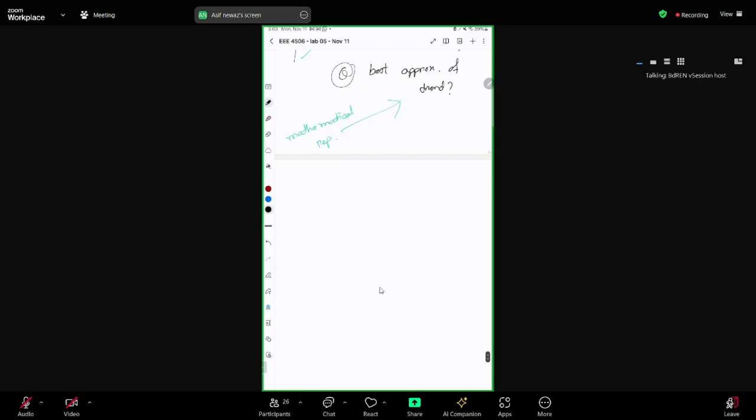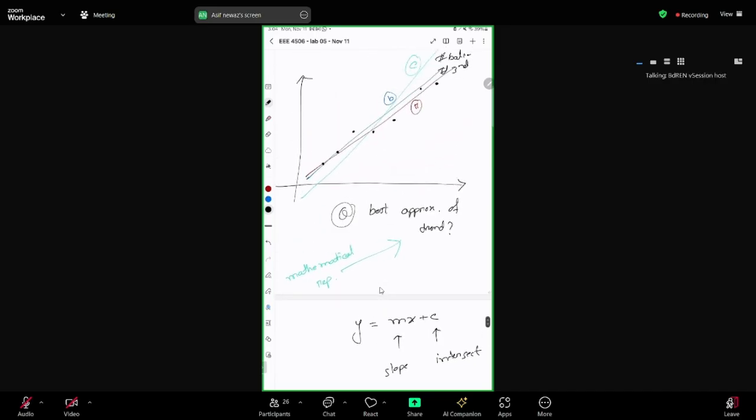Now, in terms of that, we are trying to find the best mathematical representation of the line. So the equation of the line is y equals mx plus c, where m is the slope and c is the intercept. So if I try to put it here, let's say this is the red line. This is my c value, and this theta, the tangent of theta, is my slope.